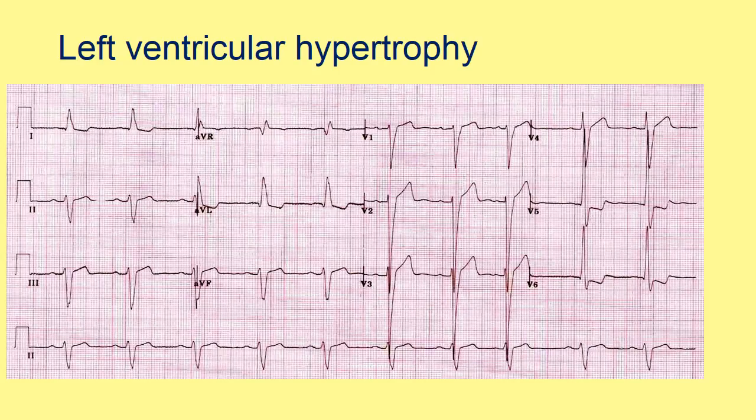So this is the S wave. 1 2 3 4, that's about 20 small squares of S wave, plus the 38 we counted, is 58 small squares, 58 millimeters. So there's left ventricular hypertrophy.